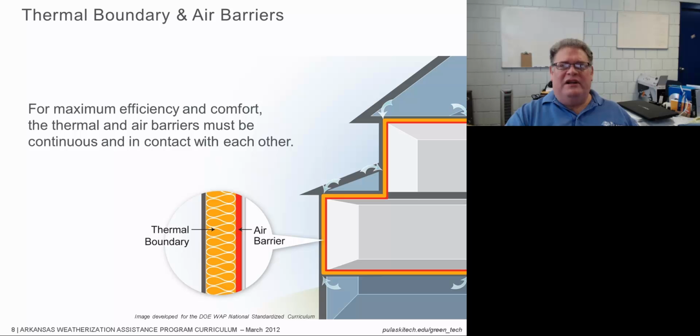Okay, when we bring our thermal boundary and our air barrier together, when we bring our insulation together with the air barrier, we need those to be in contact with each other. If you're going to get the highest performance that you can out of this stuff, and you want your insulation to perform to the level that it's stated on the packaging, you need to have an air barrier in continuous contact with it. It can't touch in places and not in others. It needs to be in constant, full contact with each other.